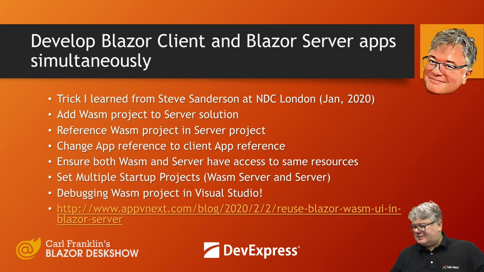All right, this is perhaps the coolest thing that I'm going to show you today. Maybe not, but I think it's cool. Steve Sanderson showed this off at NDC London just in January. And it's a way to develop a Blazor client or Blazor WebAssembly and a Blazor server app at the same time with the same code base. So you essentially share the code that's running in the client project with the server. You do that with a reference. And now when you run the server app, it's running on the server, but it's running the code from the client app.